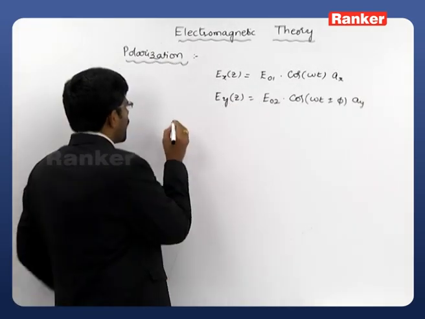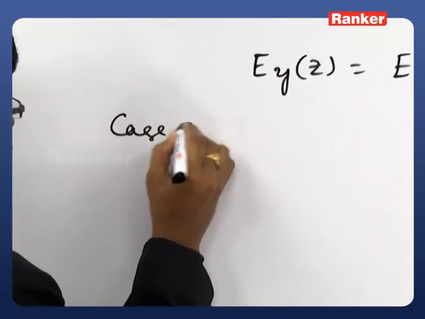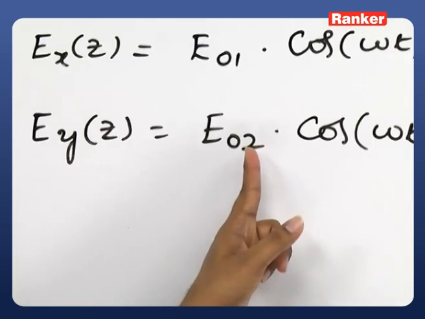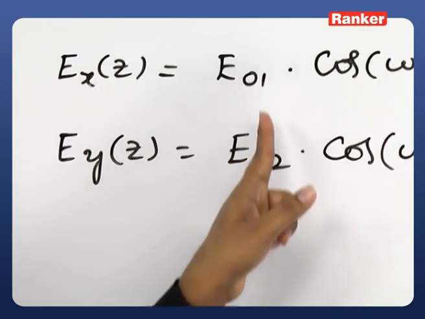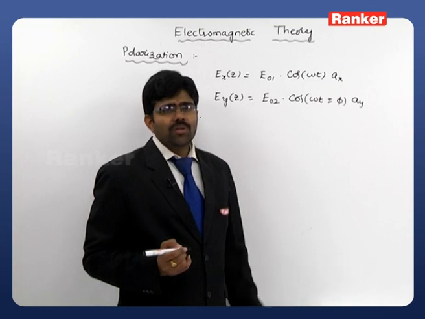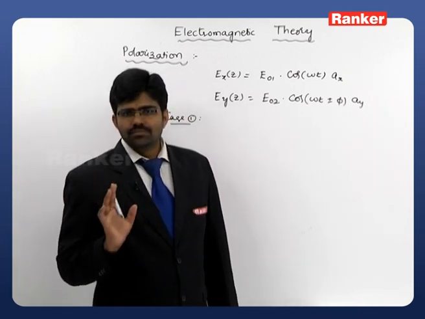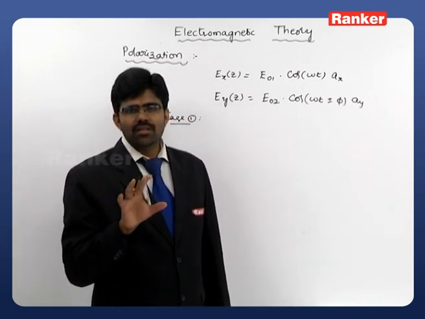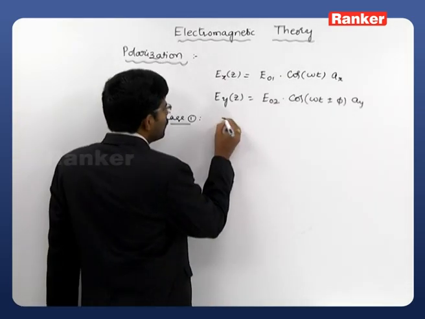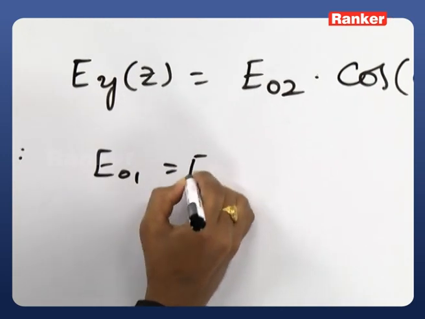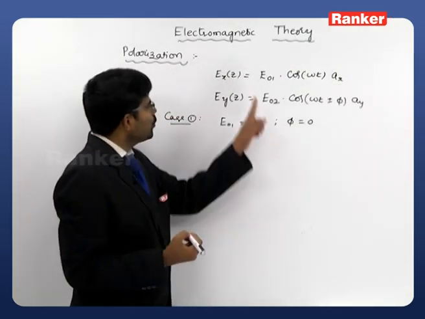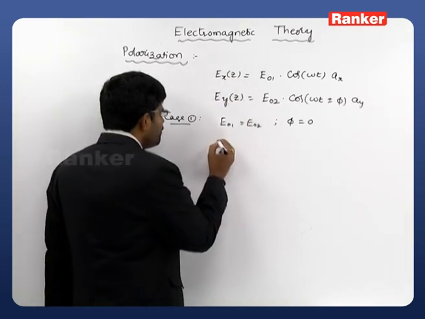I will consider case 1. Let the amplitudes be the same, that is, let us take E01 equals E02, and the phase difference between these two is 0. Initially I am considering there is no phase difference between them and the amplitude is the same. So I am taking E01 equals E02 and phi equals 0. Then write down the equation of Ex of z and Ey of z.